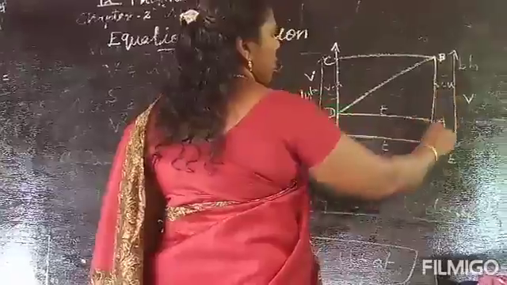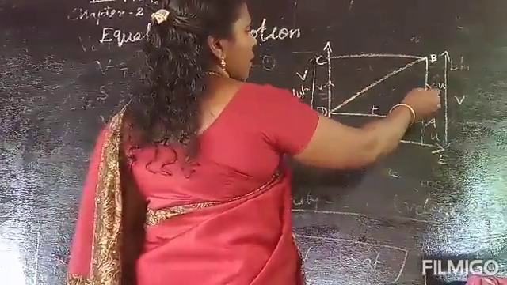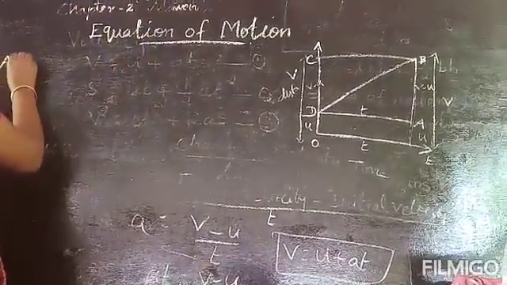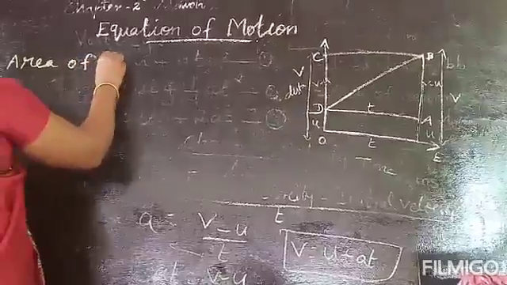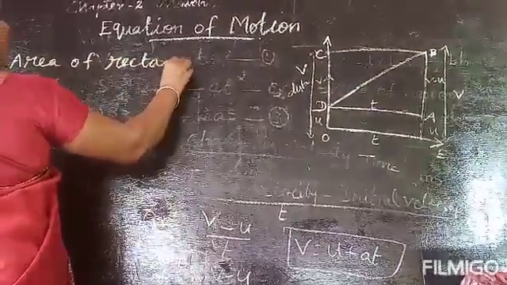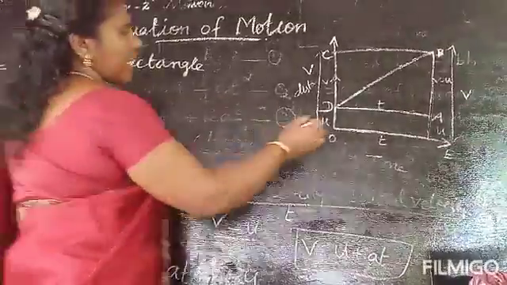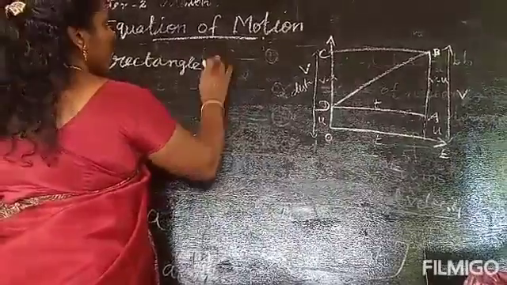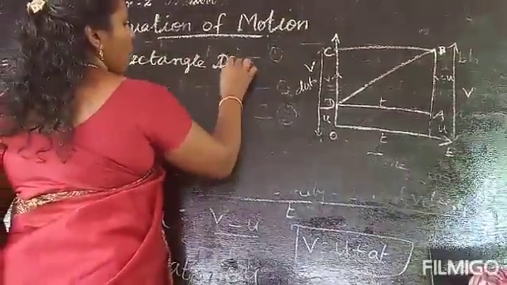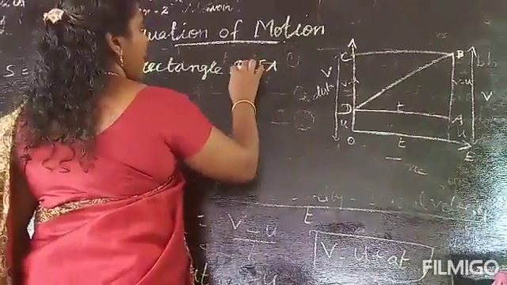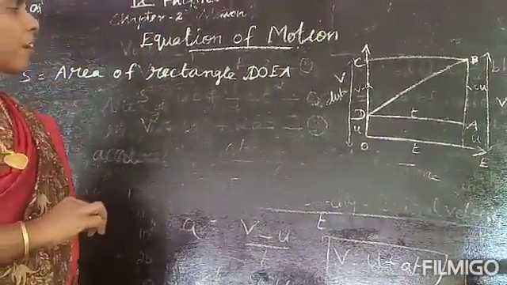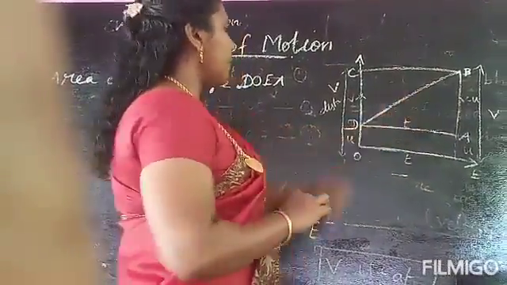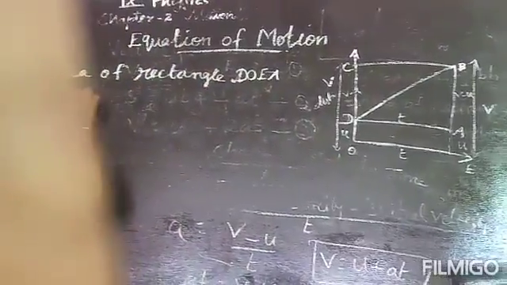Here you can take this much. Area of a triangle is also there. Then area of a rectangle is also there. So here, area of a rectangle. What is the area of a rectangle? DOEA. So we can write it as DOEA, area of a rectangle. What is the formula for the area of a rectangle? Length into breadth. Then what is this? Rectangle. Triangle is there, no? So plus area of a triangle.